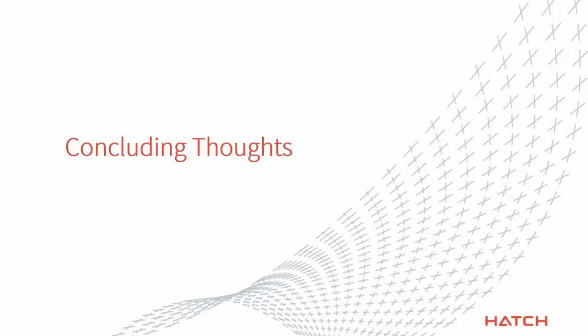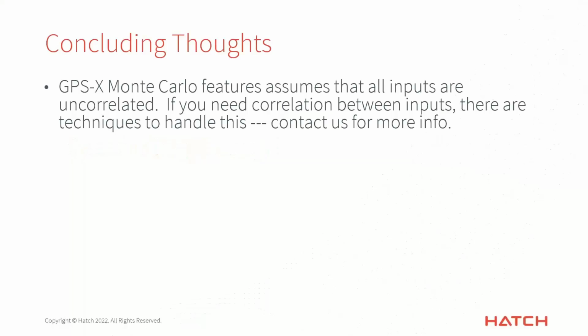So I have just a couple of final thoughts here. I wanted to mention the fact that, as we alluded to a couple of times, the GPSX Monte Carlo feature that we built in, and also the example of what Jacob was showing from Python as well, there's an inherent assumption built in there that the inputs, when we sample them, are uncorrelated, meaning that we sample from each of those individual distributions separately from each other.